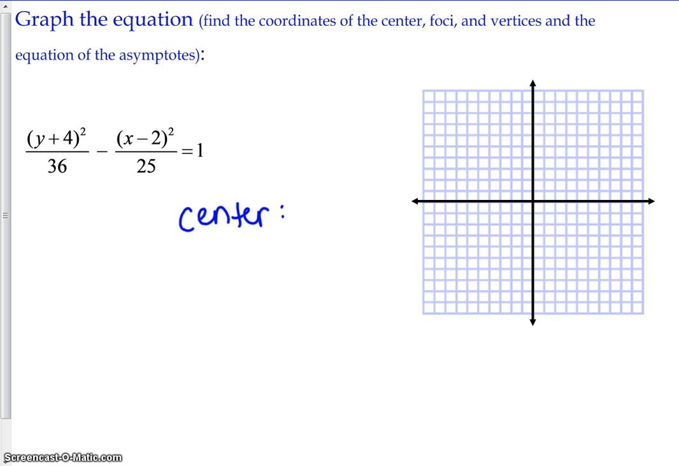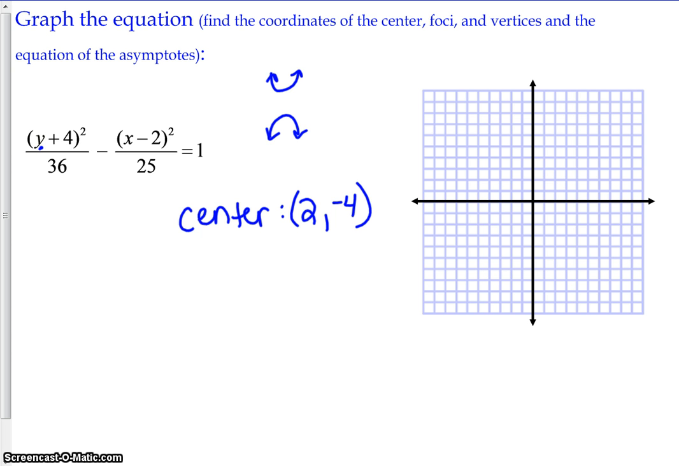I have in my head a visual of what this one is going to look like. I know it's going to be up and down because the y is positive and the x is negative. So the center here is at 2, -4. It's not necessarily in the order, it's what's connected to the x and what's connected to the y. So my center is at 2, -4.